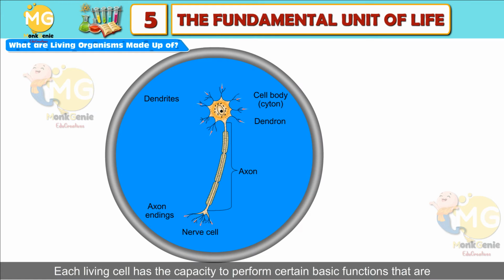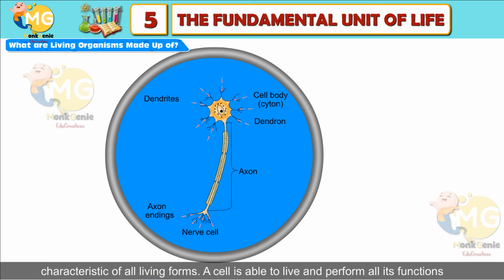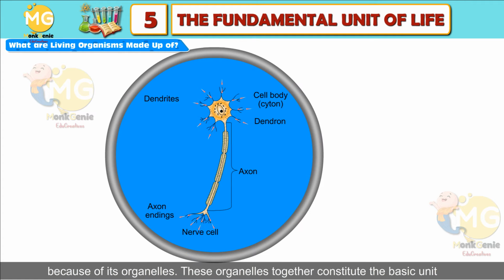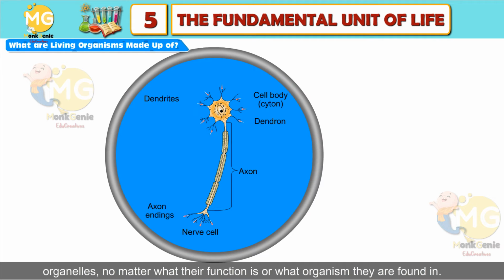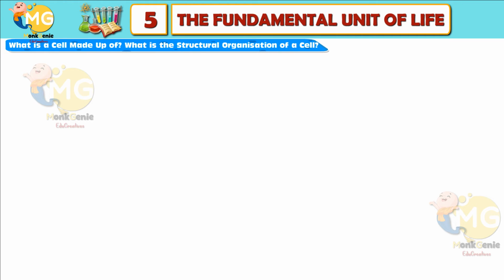Each living cell has the capacity to perform certain basic functions that are characteristic of all living forms. A cell is able to live and perform all its functions because of its organelles. These organelles together constitute the basic unit called the cell. It is interesting that all cells are found to have the same organelles no matter what their function is or what organism they are found in. What is a cell made up of? What is the structural organization of a cell?